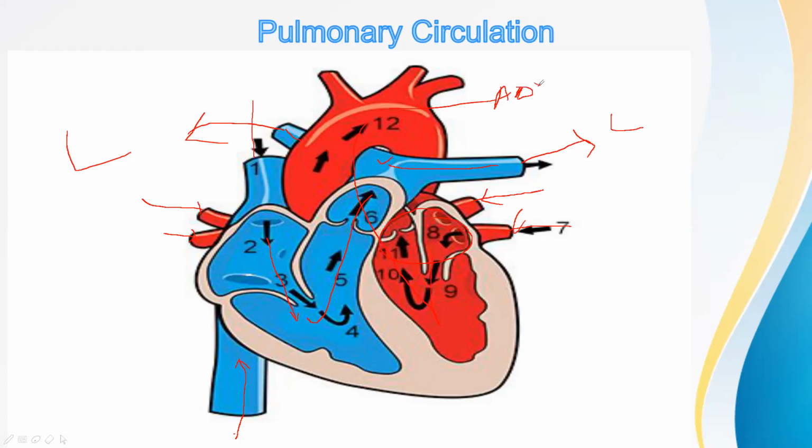So this part we call the aorta. Through the aorta, all the oxygen-rich blood goes to the body parts. So this is the flow of oxygenated blood between the lungs and the heart. This type of circulation we call pulmonary circulation.